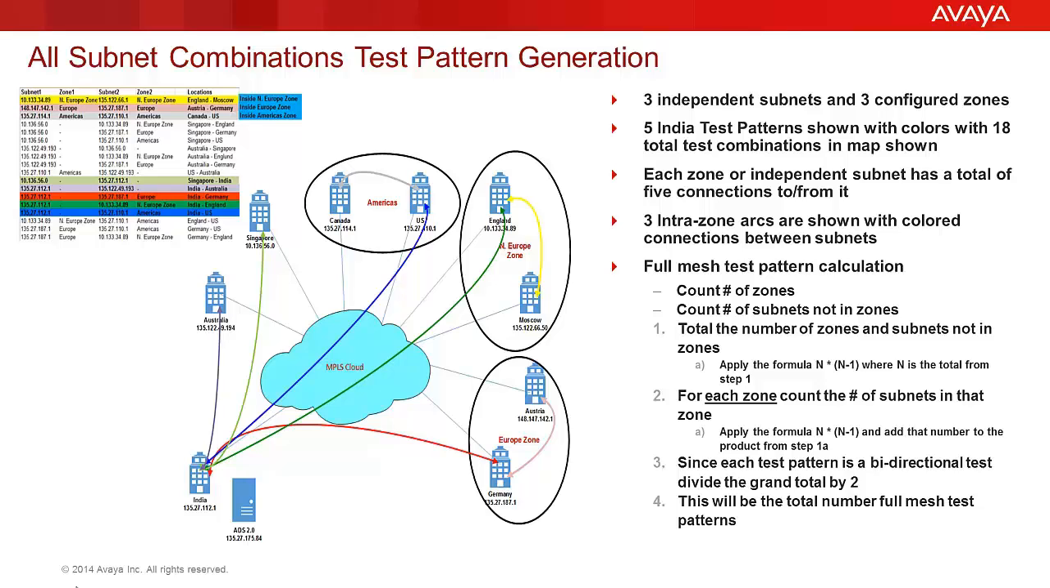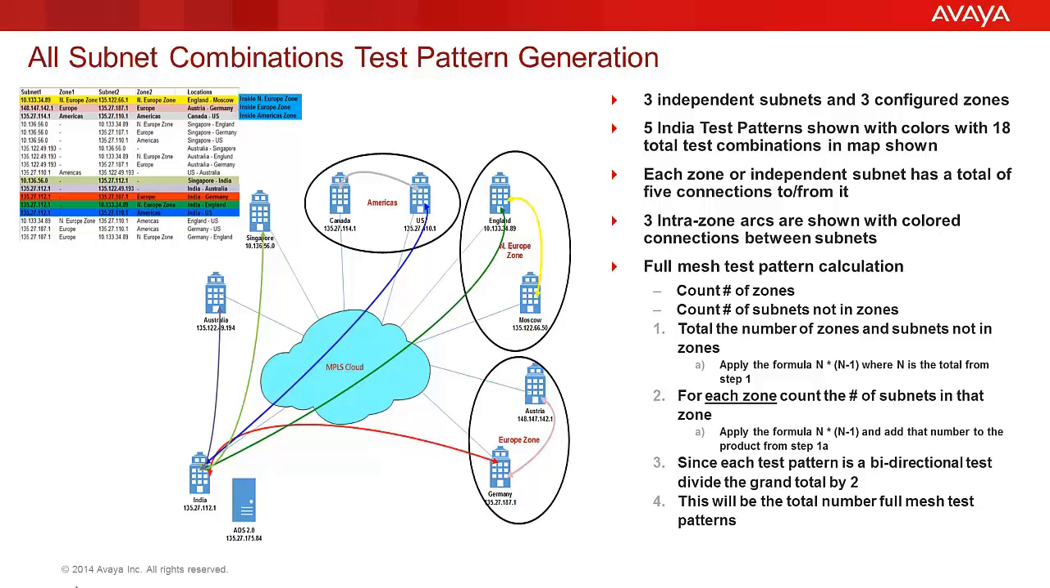Before I talk to that, the formula of n times n minus 1, where n equals the number of objects, is important to understand. For a moment, imagine an enterprise network with 9 subnets with no zones. Applying that formula, that would be 9 times 9 minus 1, or 8, which equals 72. Each connection has a bidirectional media stream, so that 72 would have to be divided by 2 to come up with a total of 36 connections in a full mesh with no zones.